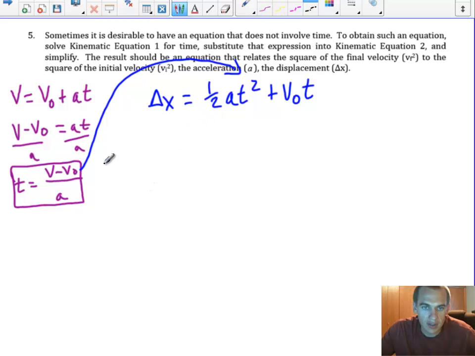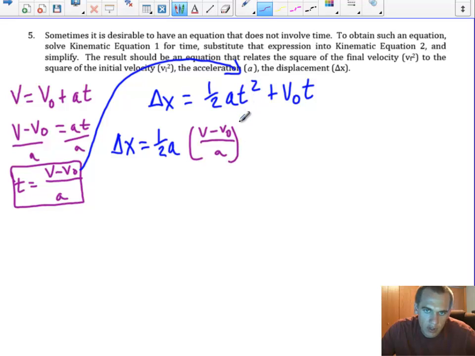So let's keep everything straight and do this in a nice orderly fashion. Delta x equals 1/2 a. Now I'm going to sub in v minus v naught over a. But remember, this t was squared, so I have to square this. And then plus v naught times t, which is v minus v naught over a.